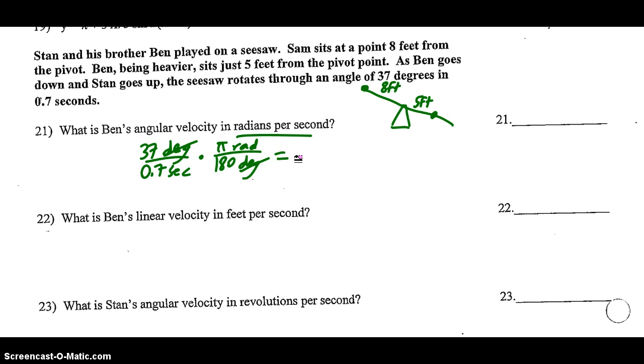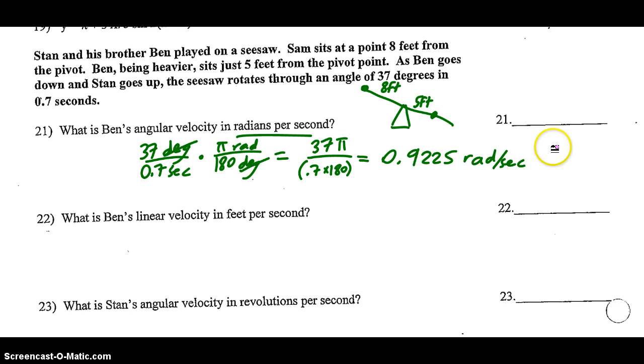So all you have to do is multiply 37 times pi. So 37 pi divided by 0.7 times 180. And make sure you use parentheses on this. And you should get, and I'm just going to leave it in decimal format just for quickness sake, 0.9225 radians per second. So that is your answer for number 21, 0.9225 radians per second.